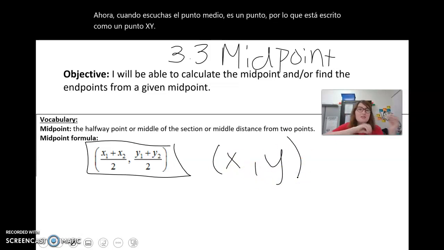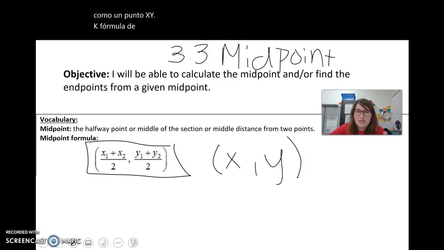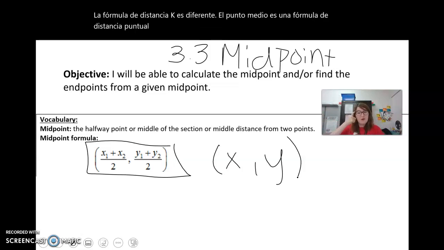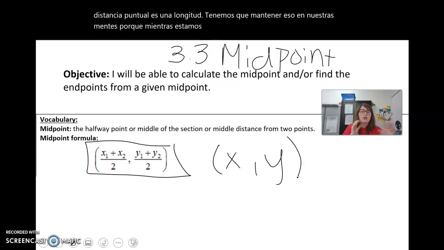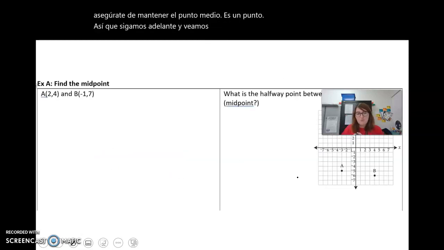Okay? Distance formula is different. Okay? Midpoint is a point. Distance formula is a length. Okay, we got to keep that in our minds because while we're practicing these, they do look a little similar, but make sure you're keeping midpoint, it's a point. So let's go ahead and look at our first examples. We're going to find the midpoint.